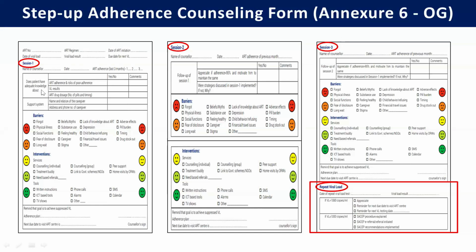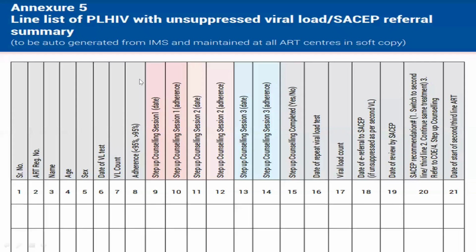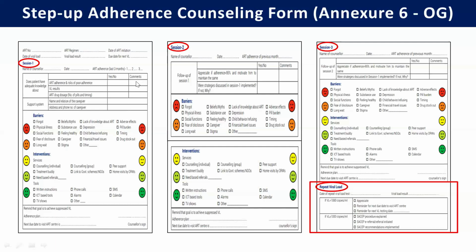So you have to find out whether the patient knows the importance of ART adherence. So whether he has knowledge about ART adherence and what the risks of poor adherence are. If the answer is no, then it is the duty of the counselor to explain that to the patient. Then whether the patient knows about the viral result, yes or no. If the answer is no, then again, the counselor or the medical officer should explain.